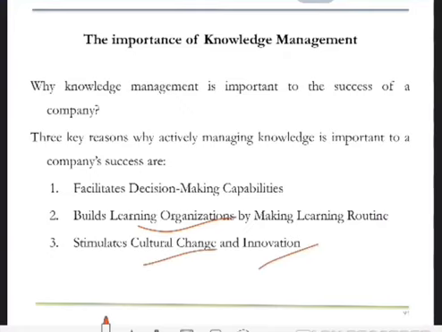Third, stimulate cultural change and innovation. Through knowledge management we can stimulate a cultural change.